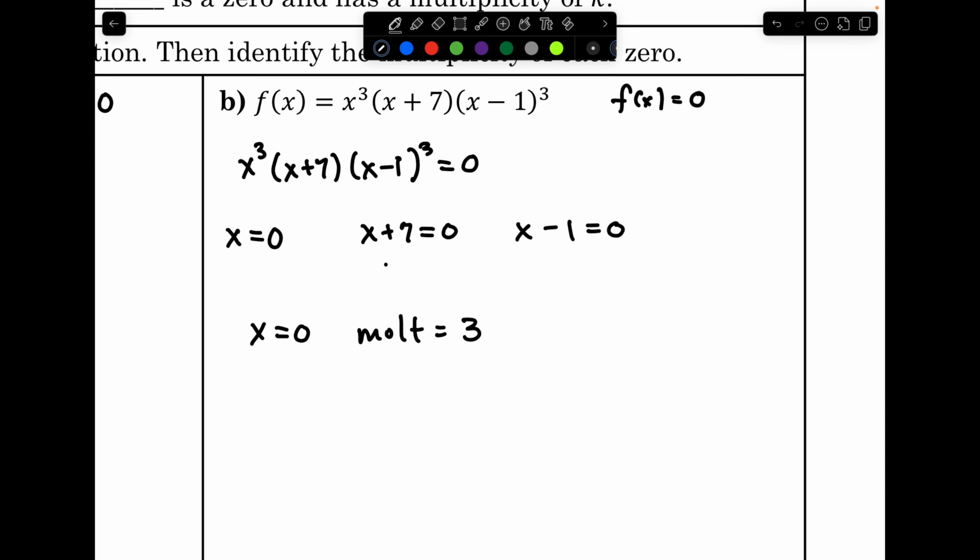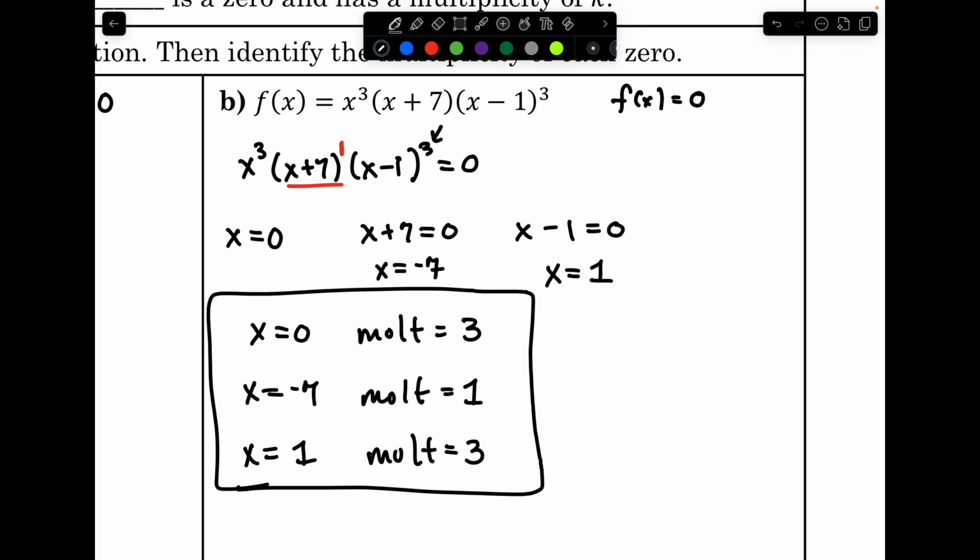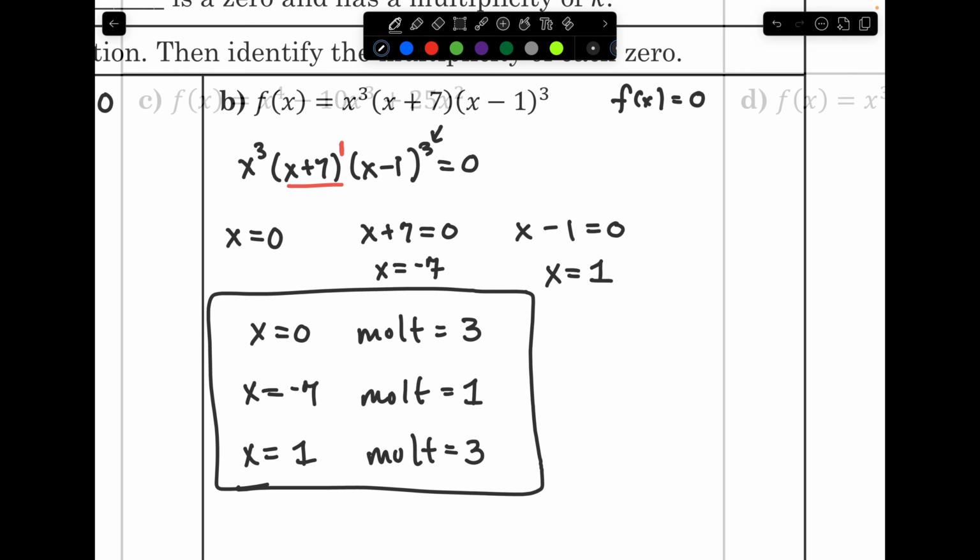For the x plus 7, that requires that x be negative 7 in order for that to be 0. And the multiplicity for that one, since the x plus 7 is raised to the first power, means that the multiplicity is 1. And for the last one, since x minus 1 is equal to 0, that means that x would have to equal positive 1. And your multiplicity would be the value of 3. So there are your zeros and their respective multiplicities.